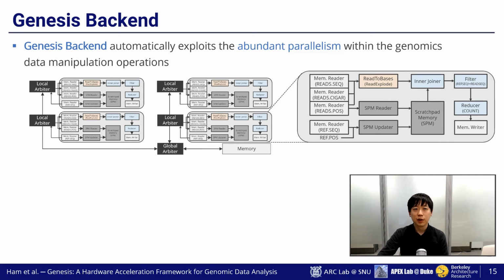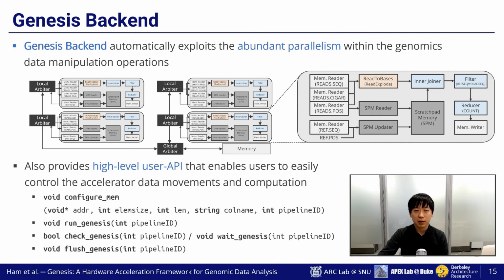The hardware pipeline configured in the previous slide is then augmented with the Genesis backend. First, Genesis backend exploits the fact that most row-level operations can be processed in parallel and places multiple replicated pipelines within the FPGA, taking advantage of parallelism. Also, the backend attaches the proper peripherals to the pipeline so that the accelerator supports Genesis high-level user API, which enables the users to control the data movement and computation in the host processor. This API allows users to efficiently overlap the data transfers and the computation within the same pipeline or across the different pipelines. Details about these API calls are explained in the paper.